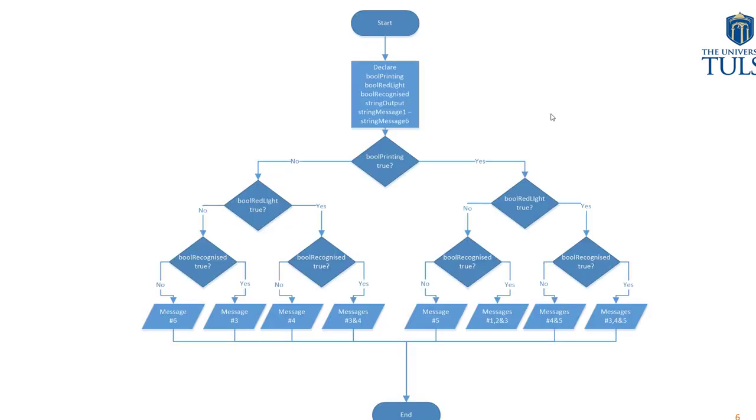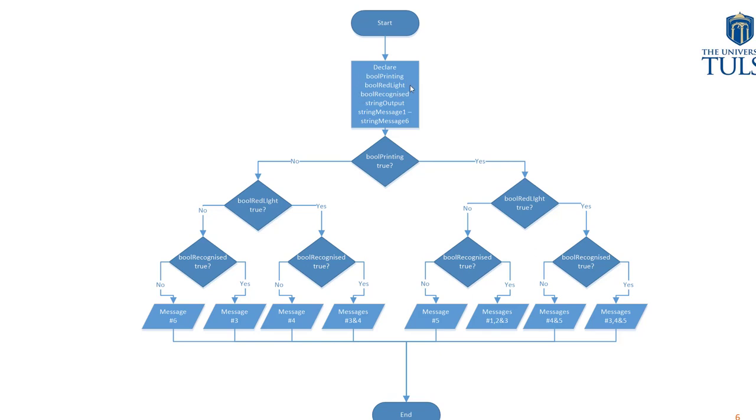Okay, so I went ahead and provided you one possible flow chart for this, and if you look in the source slides on Harvey, you will see in the notes section, you'll see pseudocode that represents this. But basically what you have is you start the program and you're going to declare your variables. Now in this case, I have bool printing for Boolean printing, which is going to be a true or false, bool red light, bool recognized. What do these things mean?